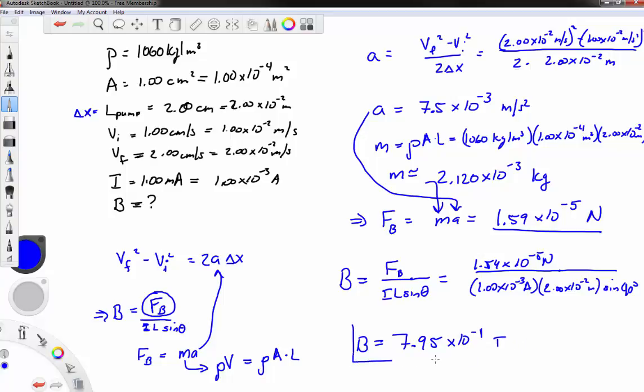So that's actually a fairly substantial magnetic field, by the way. But it's not a totally impossible magnetic field. We're approaching a 1 Tesla magnetic field, 0.795 Teslas.